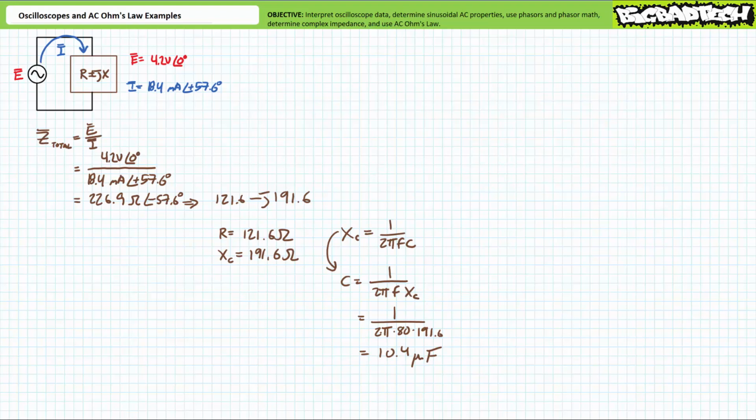In conclusion, this lecture looked at a handful of illustrated examples that reviewed oscilloscope data interpretation, sinusoidal properties, phasors and phasor math, complex impedance calculations, and AC Ohm's law. Remember to review these concepts as often as you need to really drive it home. Imagine how well lab will go if you know what you're doing.